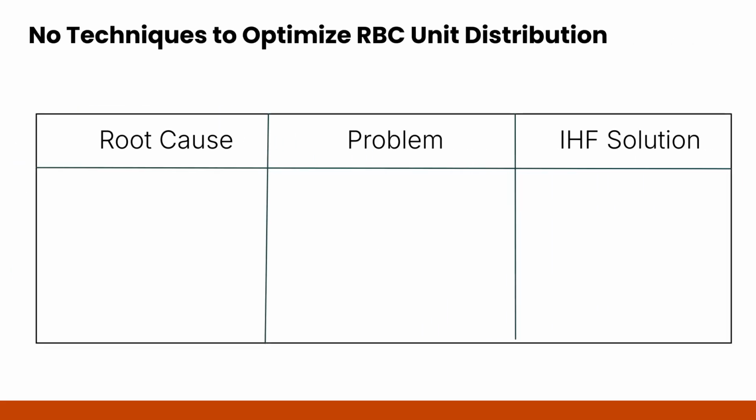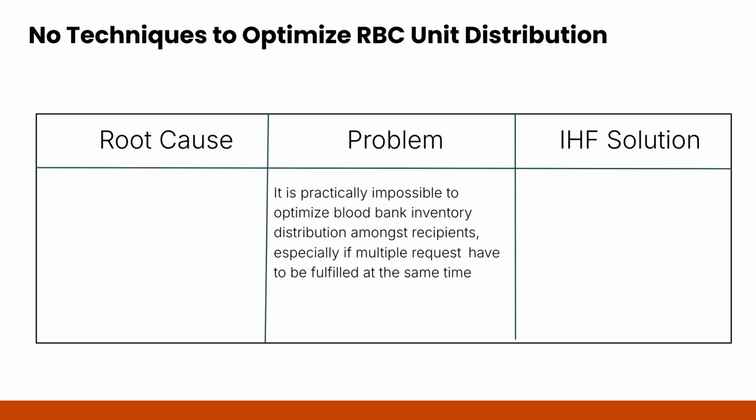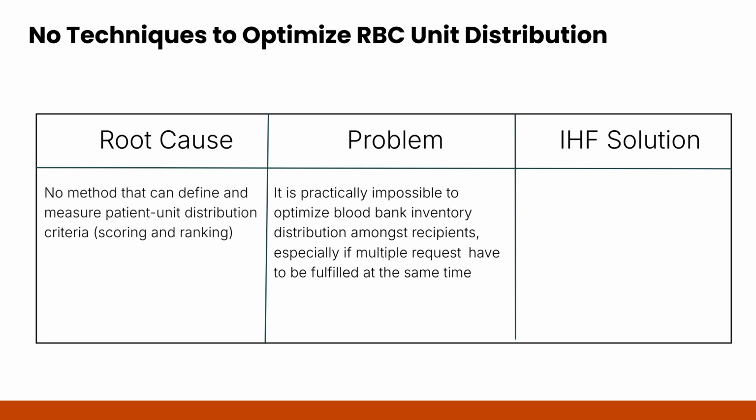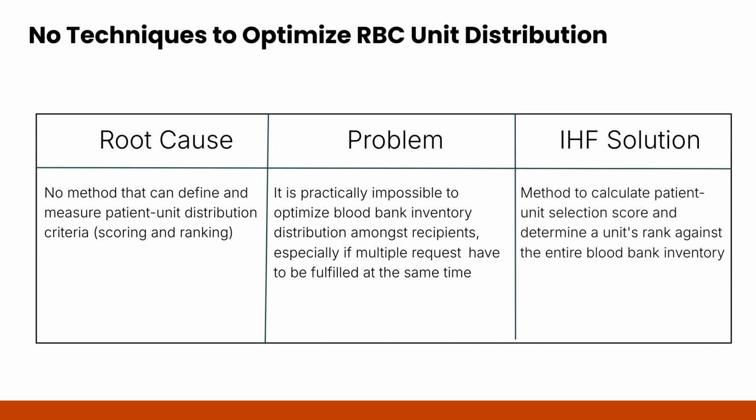Another interesting topic, the absence of techniques to optimize RBC unit distribution. The problem. It is practically impossible to optimize blood bank inventory distribution amongst recipients, especially if multiple requests have to be fulfilled at the same time. The root cause of this problem is that there is no method that can define and measure patient unit distribution criteria using scoring and ranking. How does the IHF solution solve for this? The IHF system employs a method that calculates a patient unit selection score and then determines a unit's rank against the entire blood bank inventory.